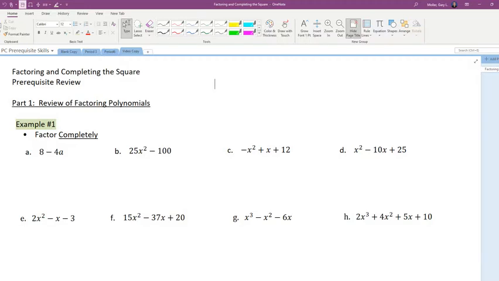In this video, we're going to be talking about some of our prerequisite skills that we need to review before we jump into Chapter 2. Namely, we're going to be talking about factoring today, and we're also going to be talking about completing the square. All right, so I would strongly encourage you to try these on your own.